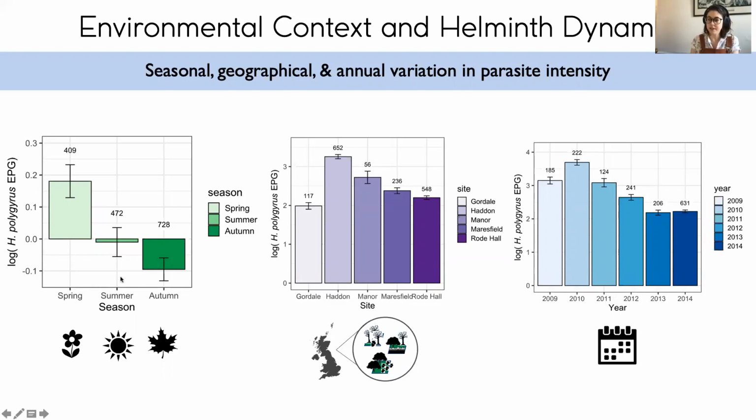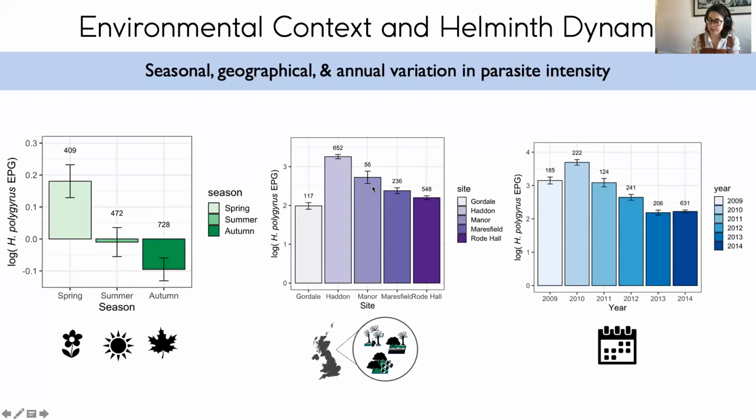So we can see on the left that over the course of the seasons, the burdens are really highest in the spring and then decline through to the autumn. This is really common for a lot of parasites. We often see seasonal dynamics of things like flu, for example, and helminths are no exception. They often have seasonal trajectories.